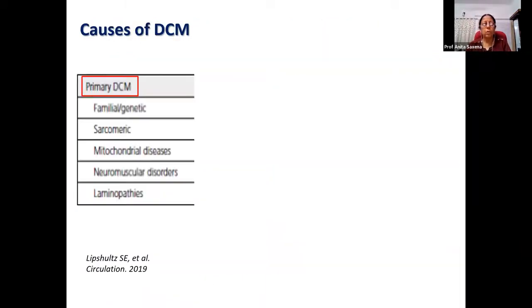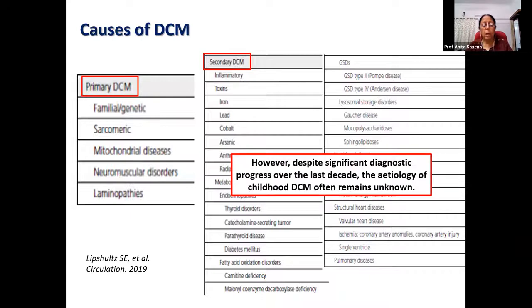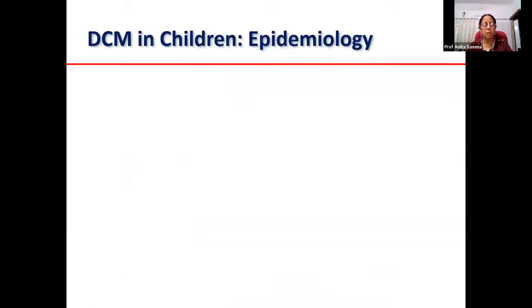Now, when we look at the causes of DCM, we can classify it into primary and secondary. The primary list is being given here. In secondary, we have infections, we have metabolic disorders, we even have some neurological disorders like muscular dystrophies, etc. But despite significant diagnostic progress over the last decade, in the majority of cases of childhood DCM we can't figure out the etiology and it remains unknown. Some cases may have been secondary to myocarditis, but if they don't present at the stage of myocarditis, we only see them as a dilated left ventricle and we label them as dilated cardiomyopathy.